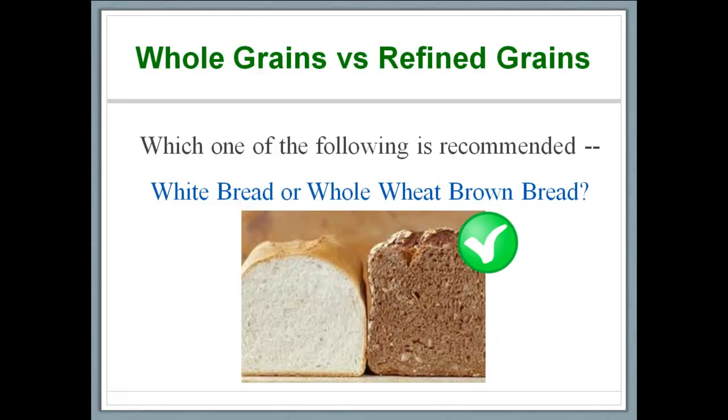The answer is whole wheat brown bread, and that is because whole wheat brown bread is made of whole wheat. White bread, on the other hand, is made of refined wheat. My recommendation in terms of consumption of grains in your diet is that you replace refined grains with whole grains wherever it is possible. That may mean consuming a bowl of whole grain cereals in the morning for breakfast, eating bread that is made of whole grains in the afternoon for lunch. And if you want to indulge in pasta in the evening, then I would recommend that pasta be made of whole grains or whole wheat.